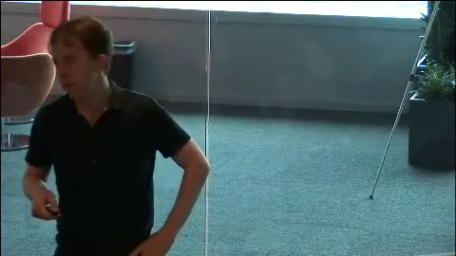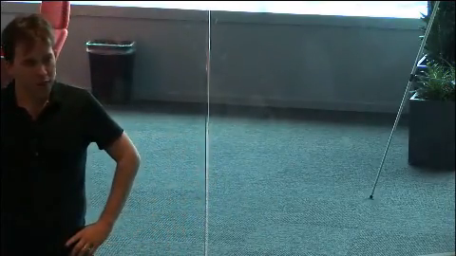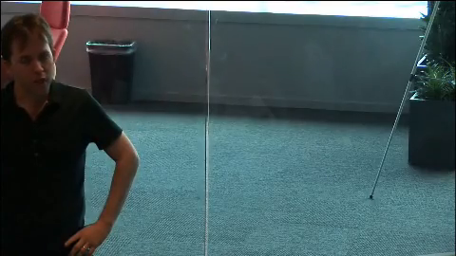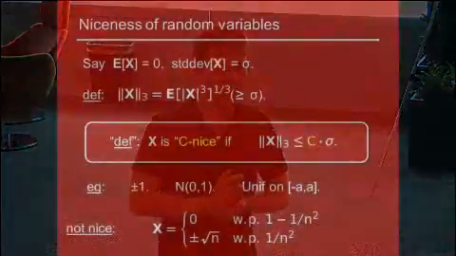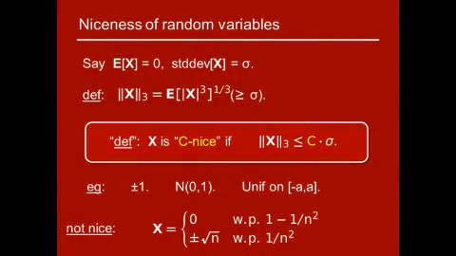And this is a not nice random variable. If you do a quick calculation, the ratio between this thing's third norm and its standard deviation is like n to the 1/6 or something. So that's not a constant. That's large. Okay, so this is not nice.